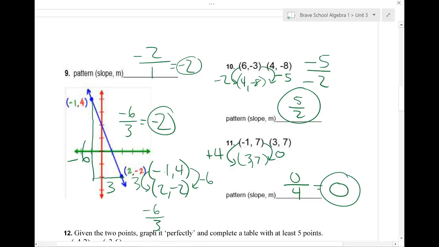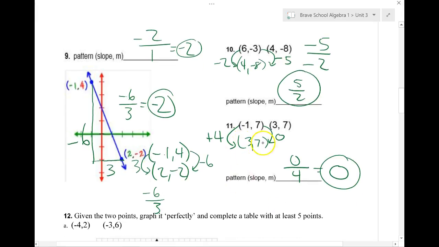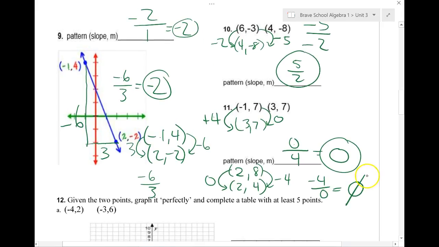Now just remember, let's say that there was 0 on the left, right? What if it was like this? We have positive 2, 8, and then positive 2, 4, right? So then that would be this. Change in y, negative 4. Change in x, 0. So then it would be negative 4 over 0. But you cannot have 0 in the denominator. So we call this undefined. So you can write that symbol, undefined, with a little line going through it, or just write undefined. Because we cannot have 0 in our denominator.